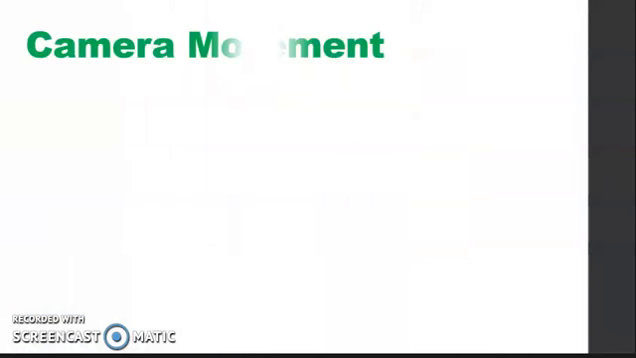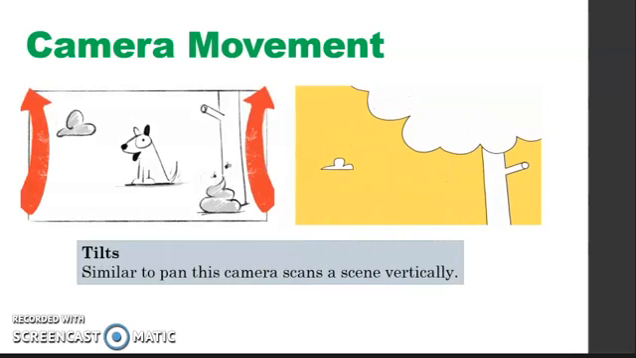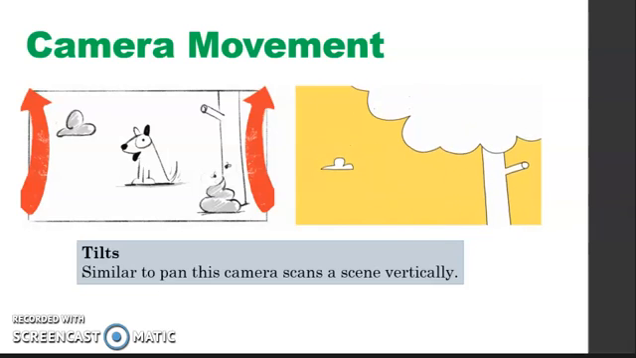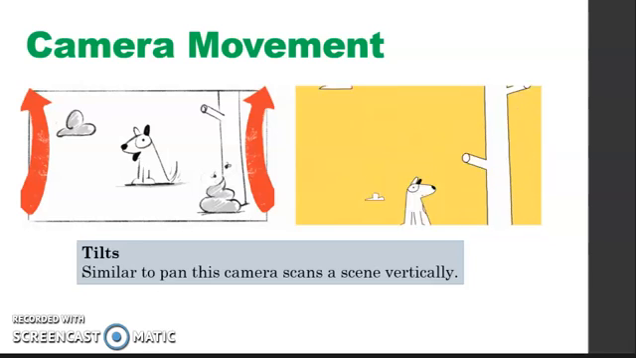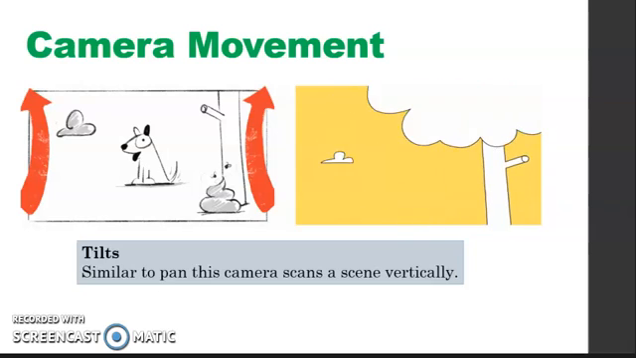Now we have tilting or tilts, which is similar to panning in that the camera is in a stationary position, but unlike panning, which looks from side to side, tilting focuses on upwards and downwards movements, or it scans the scene vertically.